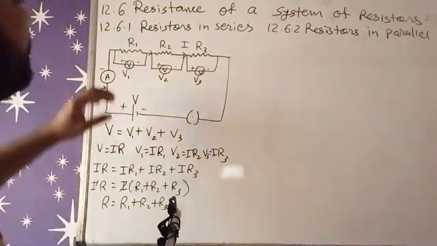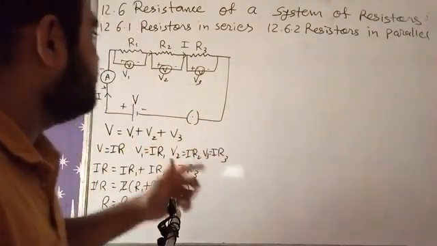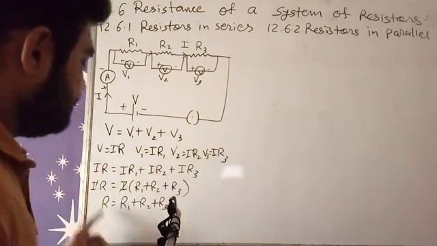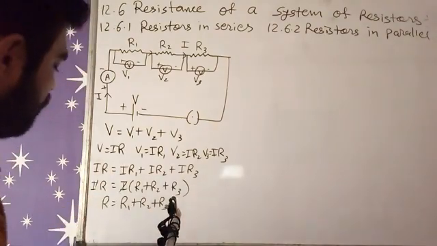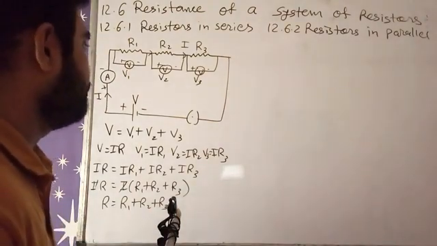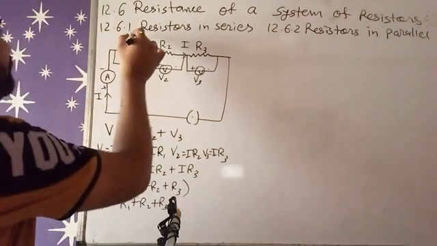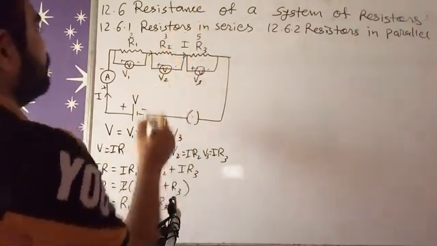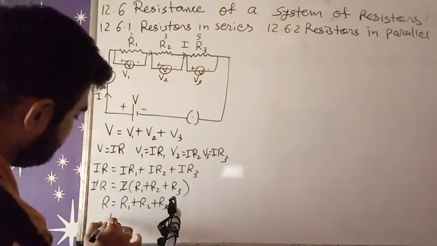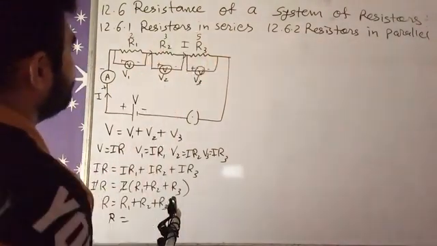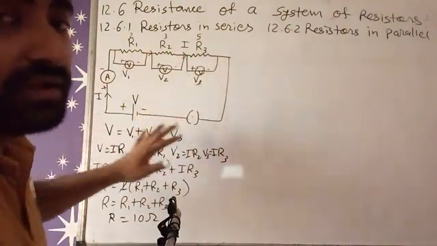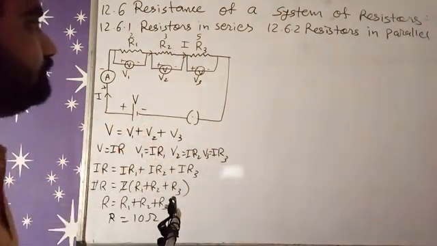So whenever resistors are connected in series combination, we just take this direct equation: the combination of resistance will be the sum of all the resistances. For example, if the values are 2, 3 and 5, the total equivalent resistance of this circuit will be R equal to 2 plus 3 plus 5, which is 10 ohm. So the equivalent resistance of this total circuit is 10 ohm.